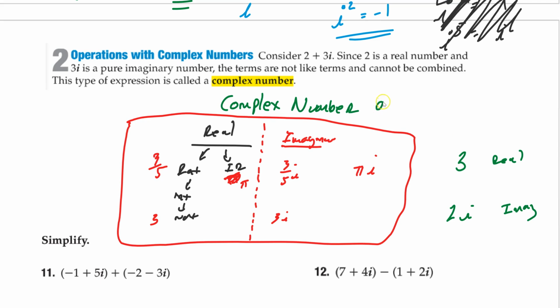It's like a number like, they like to say a plus bi. A complex number is like 3 plus 2i. Because it's real, so it can't be imaginary, and it has an imaginary part, so it can't be real. It's a combination. That's a complex number.